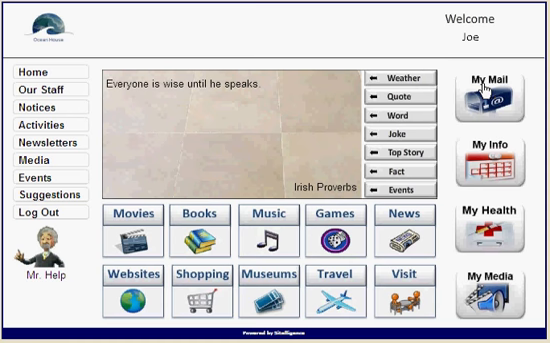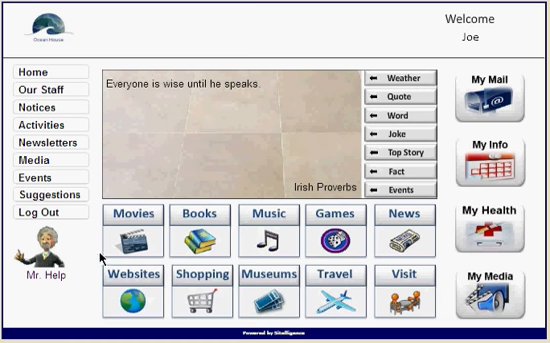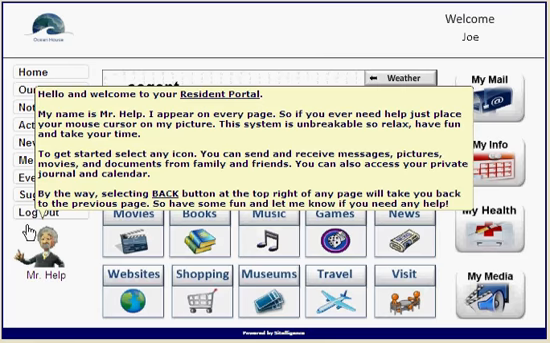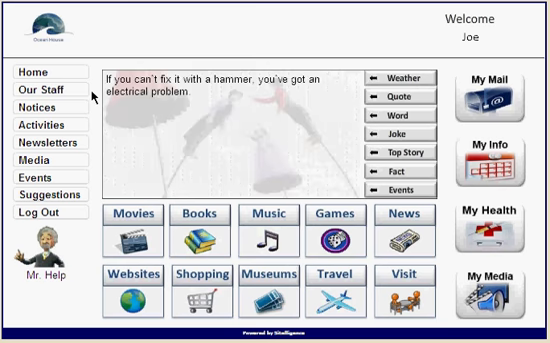They do get my mail, they get my info, my health, my media, all the entertainment. And over here on the left hand side, this menu, the community info menu, there's a couple things missing that is taken off for people in the Prospect Group. Number one is there is no maintenance request, obviously. And the second one is that you'll notice there is no icon to invite people.